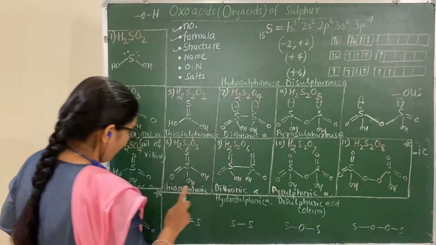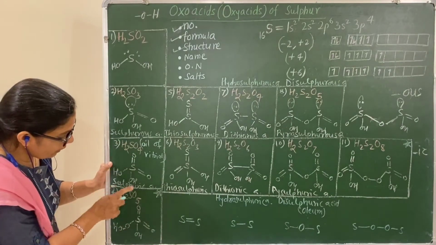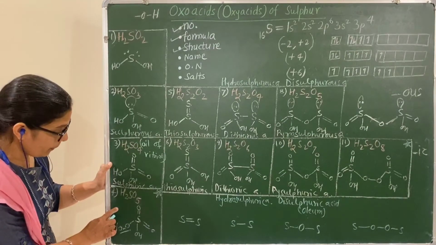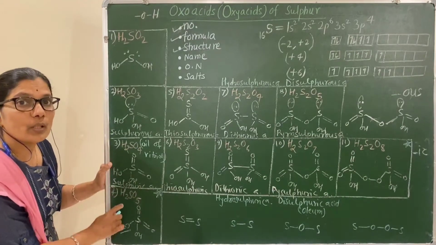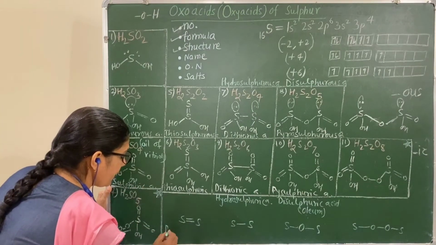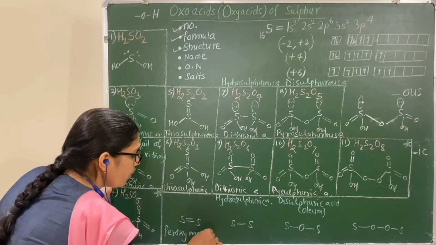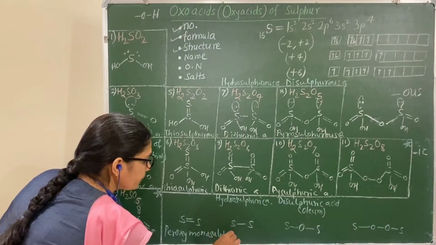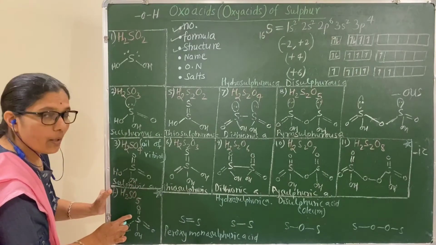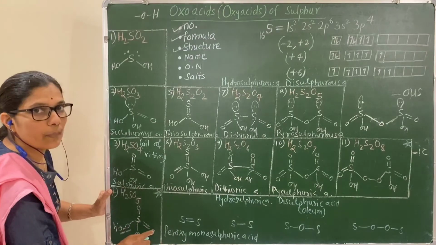These two, see here, it is a sulfuric acid. Only one O is added and peroxide linkage is present. Therefore, the name of this compound is monoperoxysulfuric acid or peroxymonosulfuric acid. It is a sulfuric acid, only one oxygen is added. Peroxy linkage is present, peroxymonosulfuric acid.